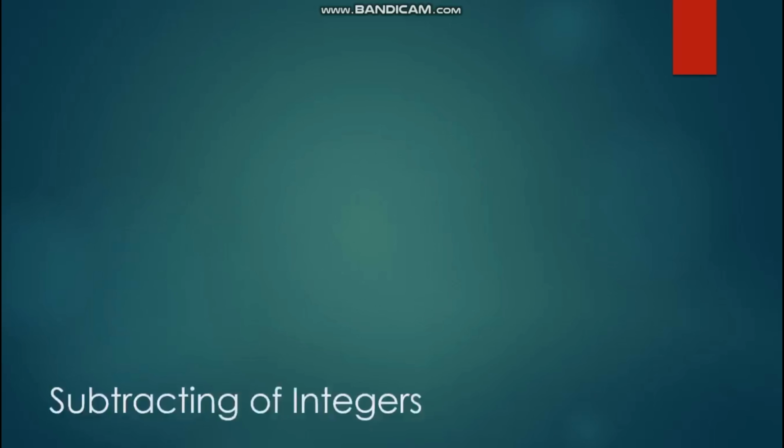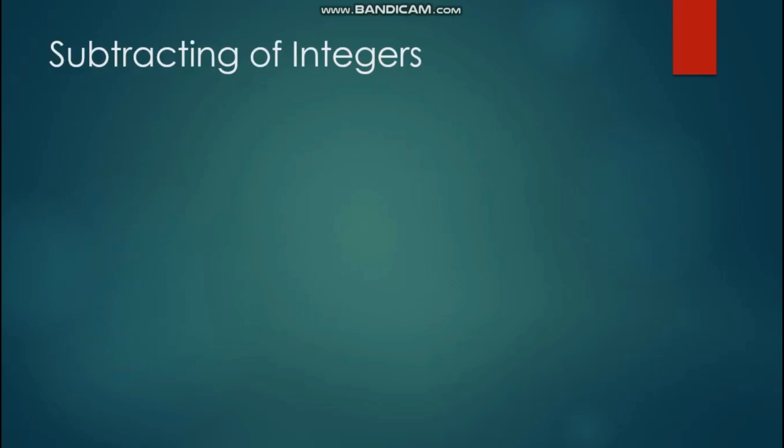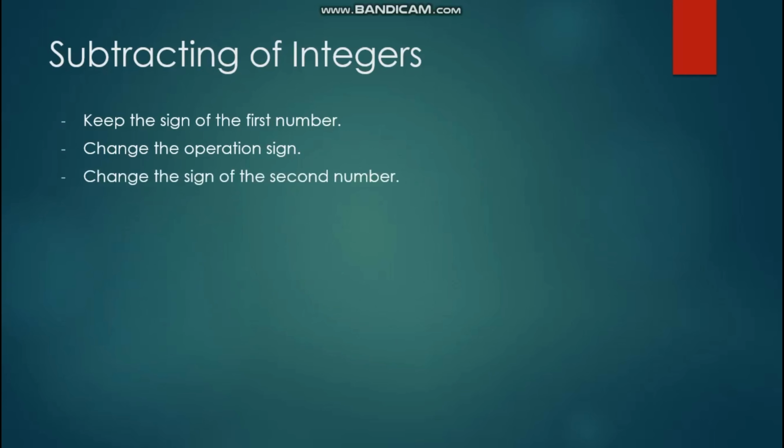Our next topic is subtracting of integers. So, these are the rules for subtracting integers. First rule is to keep the sign of the first number. Second rule, change the operation sign. Third rule, change the sign of the second number. And finally, follow the addition rules. So, to understand even better, let's give an example.